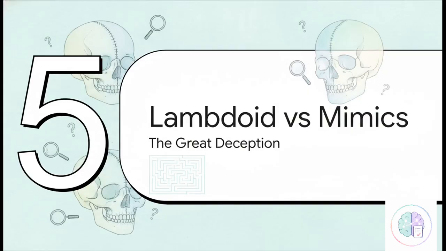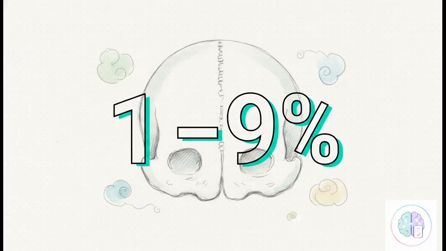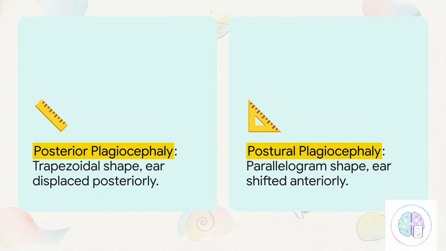And finally, Section 5. Lambdoid synostosis versus mimics, the great deception. True lambdoid synostosis is exceedingly rare. It accounts for at most 1 to 9% of craniosynostosis cases, and it involves the right side in about 70% of those occurrences. What's totally unique here is that unlike the raised ridges we saw in sagittal or coronal fusions, a true lambdoid fusion actually presents with an indentation along the suture line.